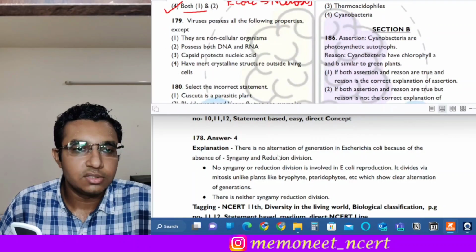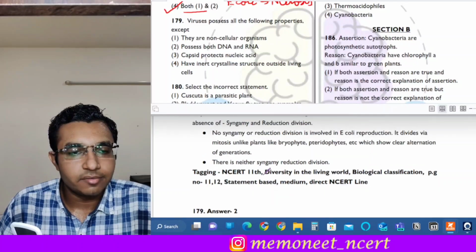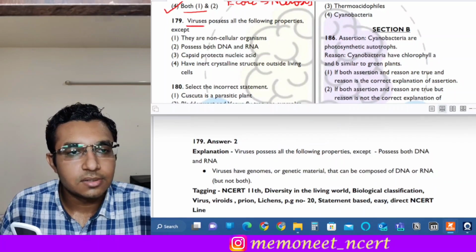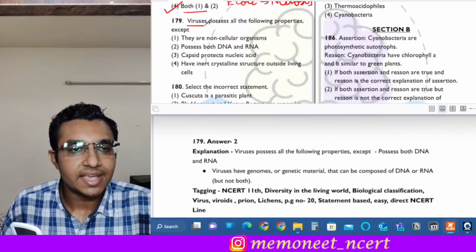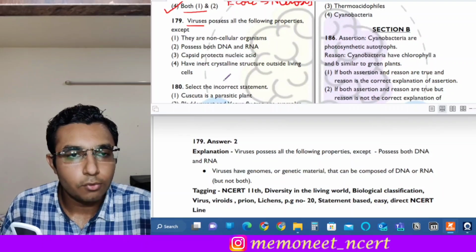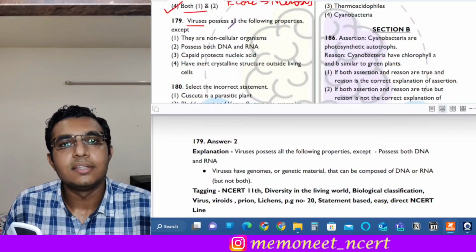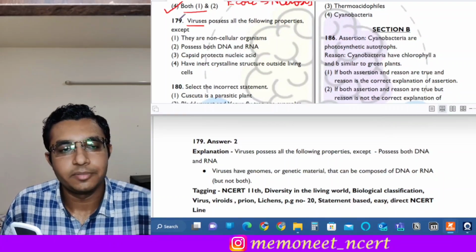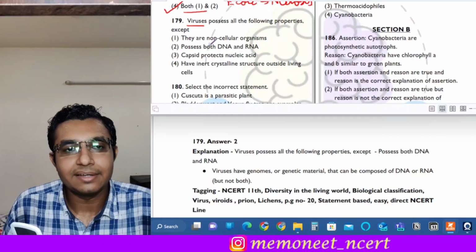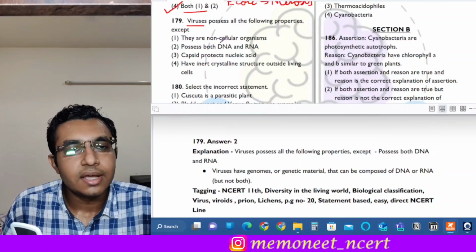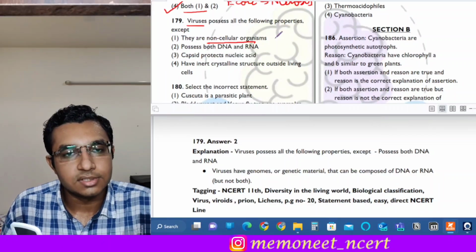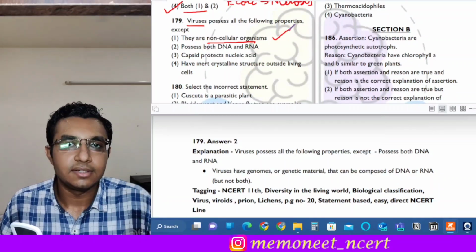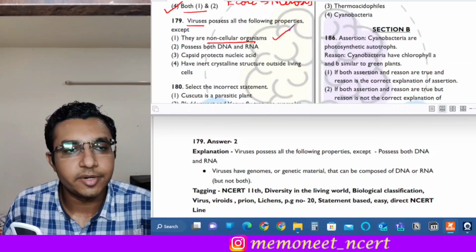Moving on to the next question, question number 179. It states that viruses possess all the following properties except dash. There are 4 properties given, and all the properties are found in viruses except one. So we have to identify the incorrect one. The first is they are non-cellular organisms. This is correct because the viruses are called acellular organisms. They are neither living nor non-living. So this statement is correct.